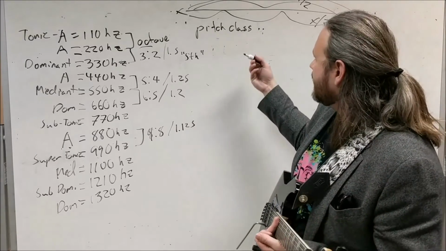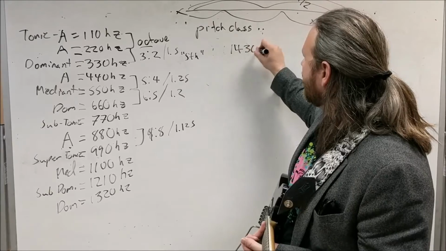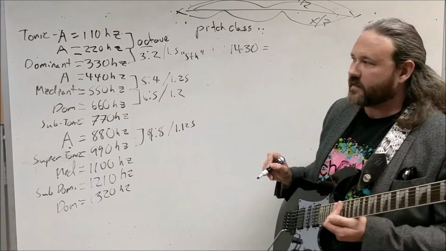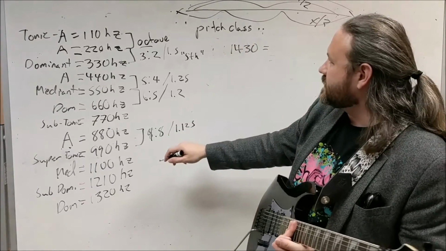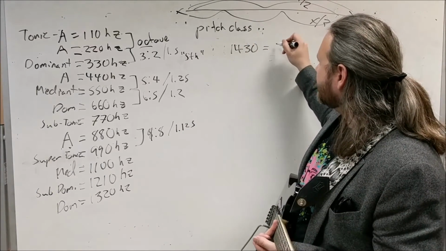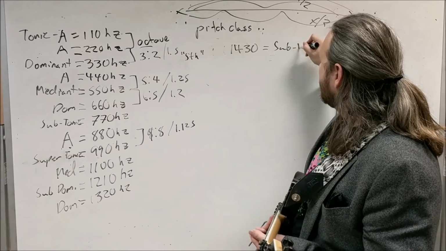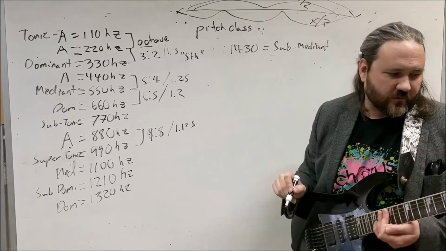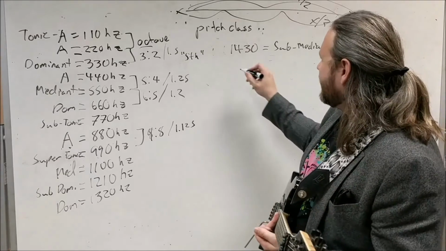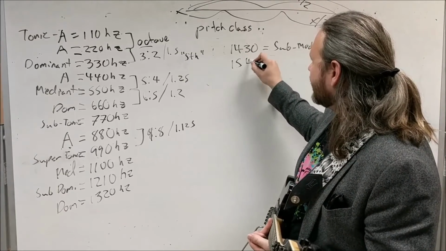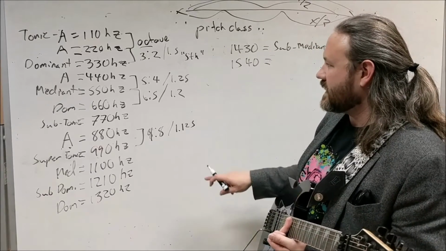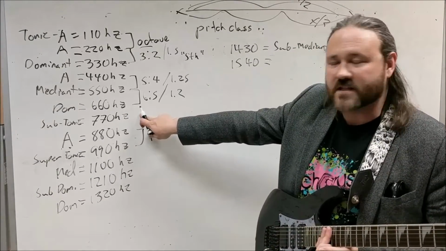The next one's going to be 1430, which we're going to call, let's see if it's a double of anything. I don't think this one's a double of anything, so we're going to call it the submediant, and that's because it's a mediant below the tonic, as you will hopefully be able to see. Next one is 1540. And we're like, what is that? Is that a double of anything? Yes, it's a double of 770.